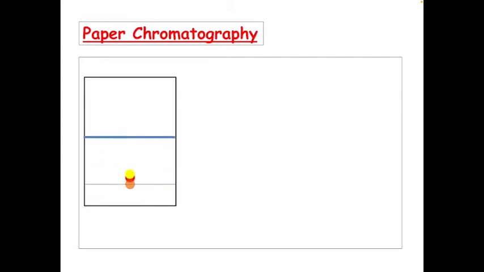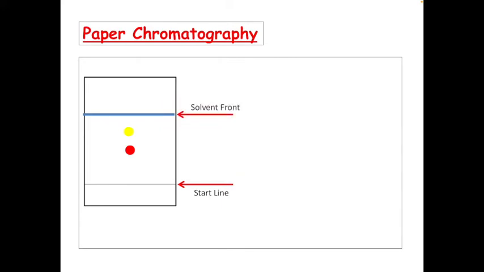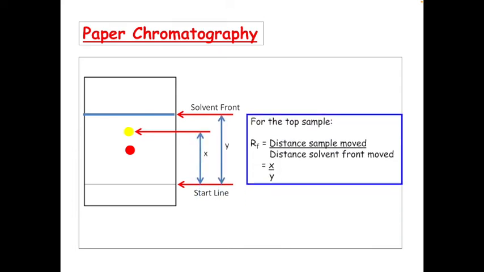So this is what happens. The water goes through, and as it goes through, it separates the mixture. So we've got these two spots here. That was our start line, which we'd marked on, and then this line is a solvent front. That's where the water or the solvent gets to. That's going to be called X and Y, and this is actually a calculation that we need to be able to do. RF just means retention factor.